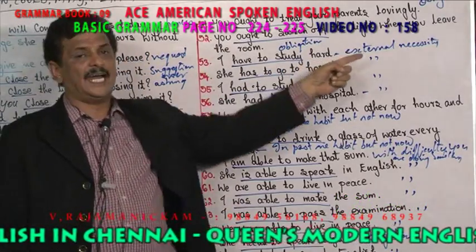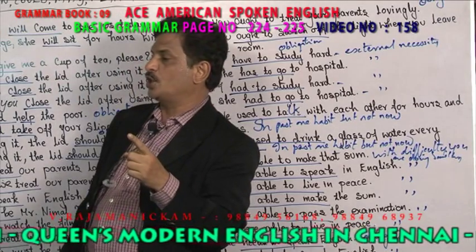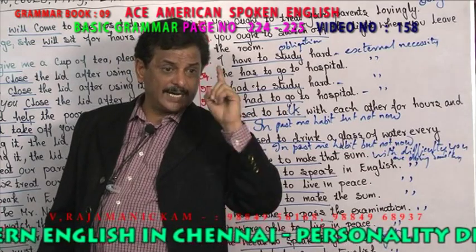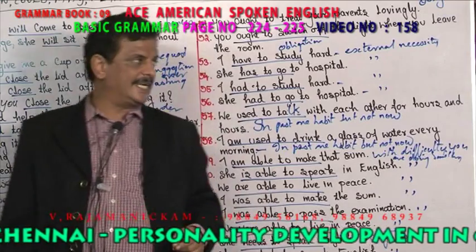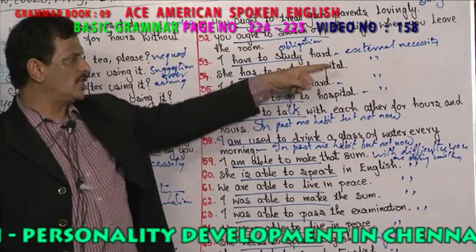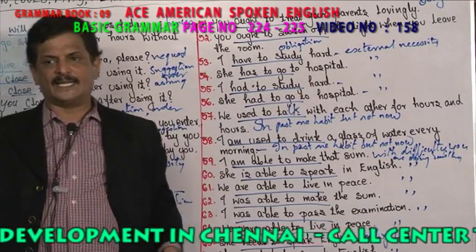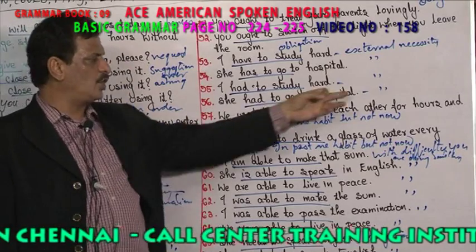I have to study hard. External necessities. இங்கே பாருங்க, I must wear nice dress. நல்ல உடை அணிய வேண்டும். I have to wear helmet என்றால் என்ன? கவர்மெண்ட் law-வை ஃபாலோ பண்ணிக்கிற பொழுது have to. External necessity. She has to go to hospital. External necessity. I had to study hard. இறந்த காலத்திலே இது external necessity. She had to go to hospital.